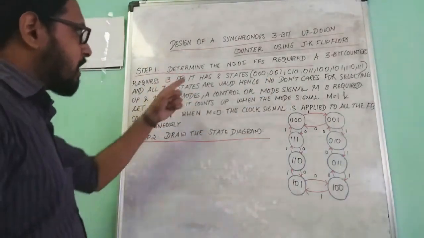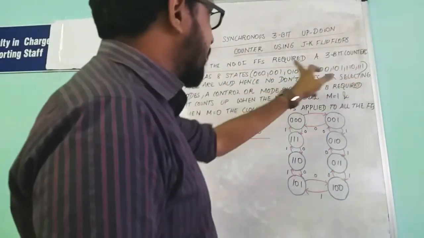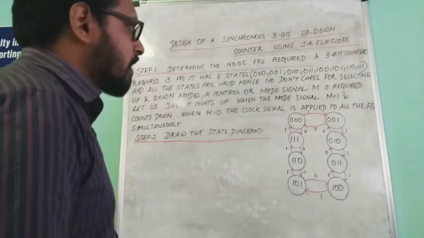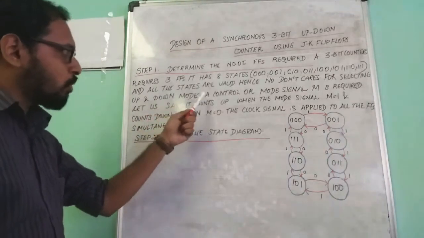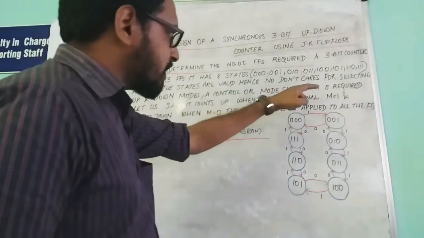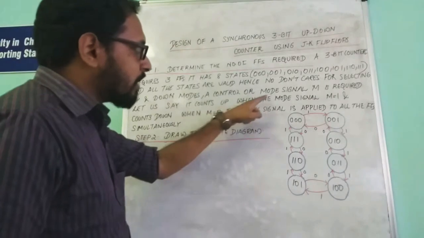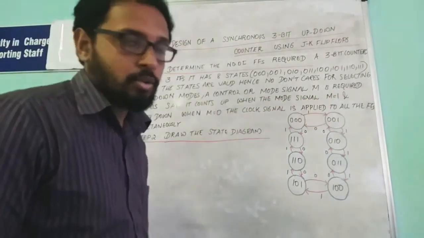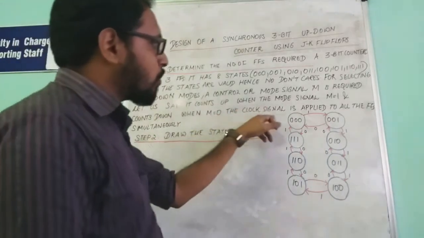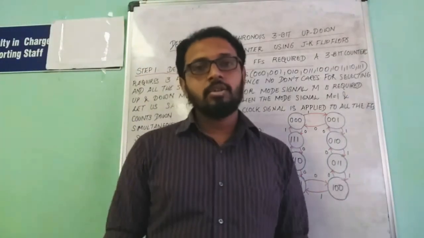It's obvious, right? It has 8 states. That also you know. What are the states? 0 to 7, that is 000 to 111, and all the states are valid, hence no don't cares. For selecting up and down modes, a control or mode signal capital M is required. Let us say it counts up when the mode signal M is equal to 1, and counts down when the mode signal M is equal to 0. The clock signal is applied to all the flip-flops simultaneously. The reason? It's a synchronous counter.